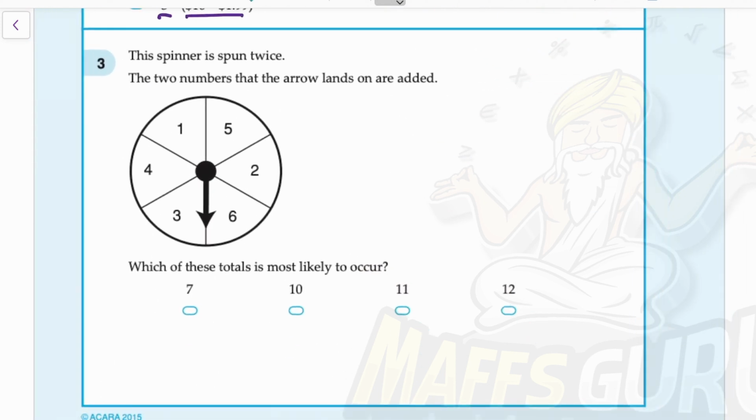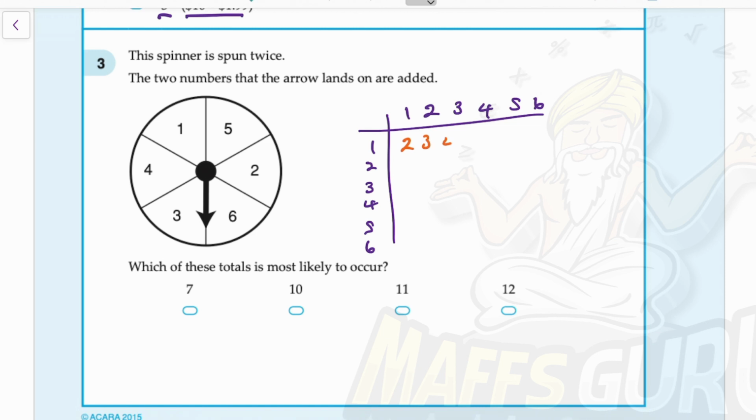The spinner is spun twice. The 2 numbers that the arrow lands on are added. Which of these totals is most likely to occur? Now, in that situation, what we're going to do is make a table because it's looking for 2 numbers, and we've got 1, 2, 3, 4, 5, and 6 across and 1, 2, 3, 4, 5, and 6 down. So there are 2 numbers and 2 outcomes. Because they are added, we're going to add all of these values together.